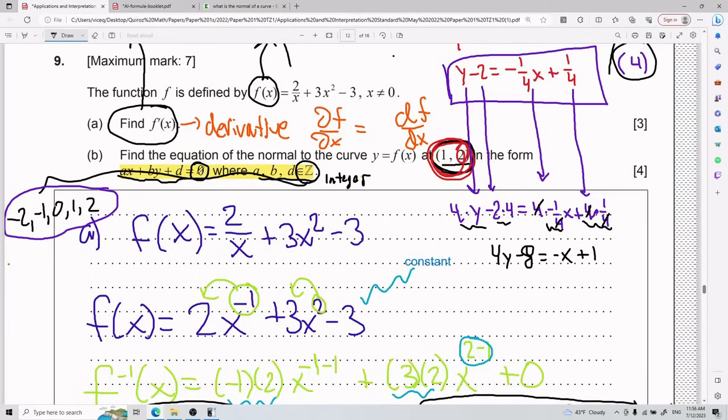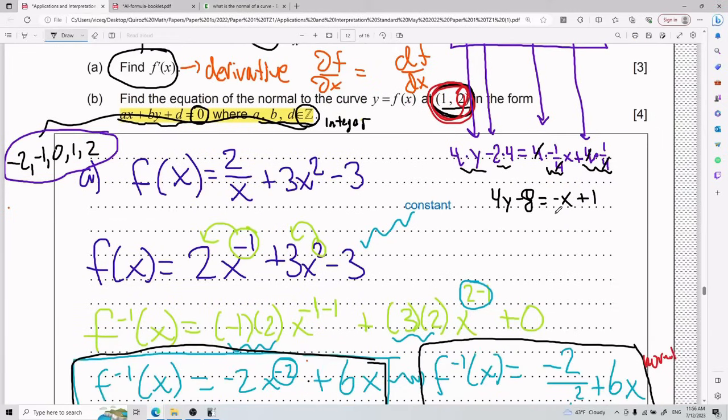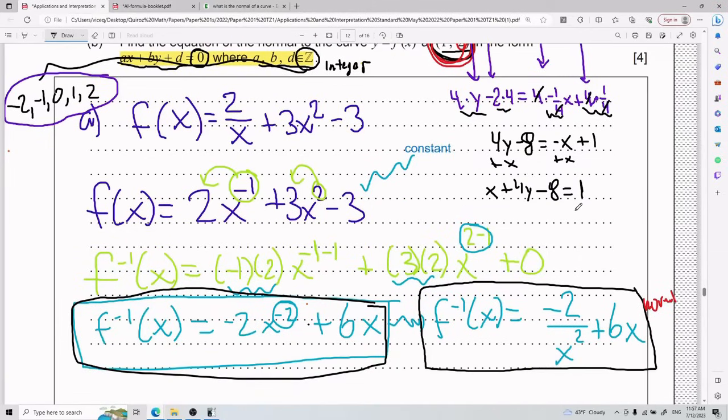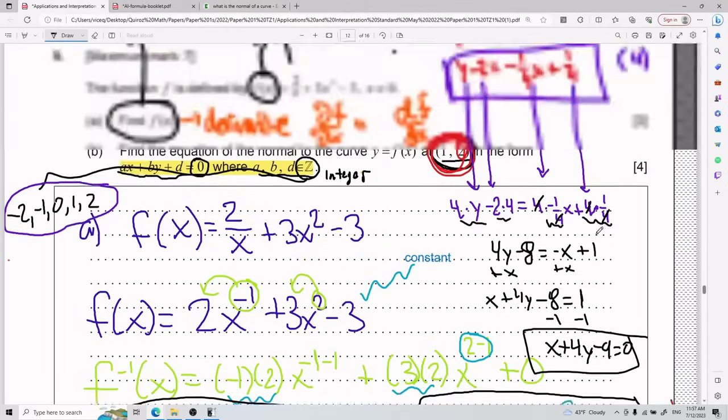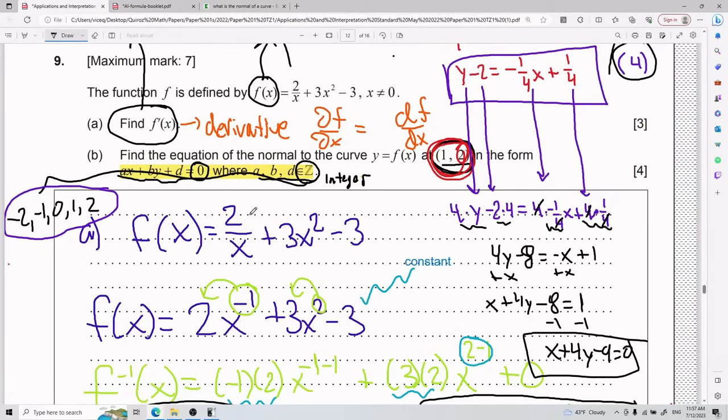And since I needed everything on the left side, I'm going to go ahead and do plus x. x plus 4y minus 8 equals just 1, right, positive 1. I need to have it equal to 0, so I do minus 1 on both sides. I end up with x plus 4y minus 9 equals 0. And that is how you turn it into standard form. See? That is for number 9.